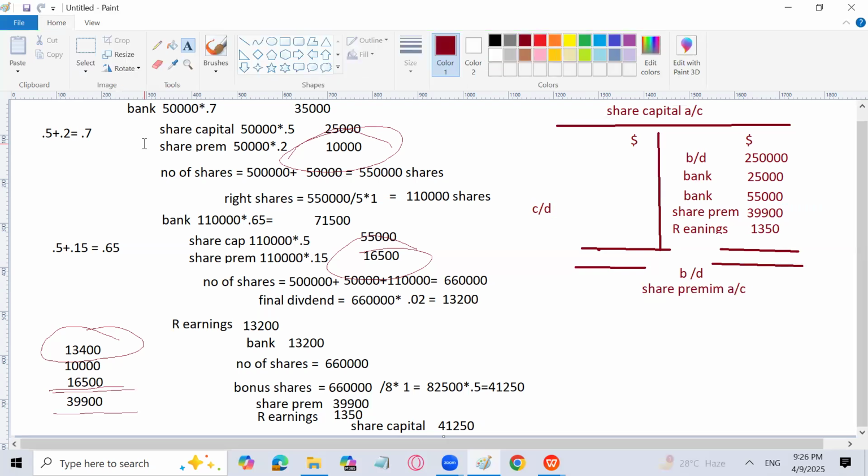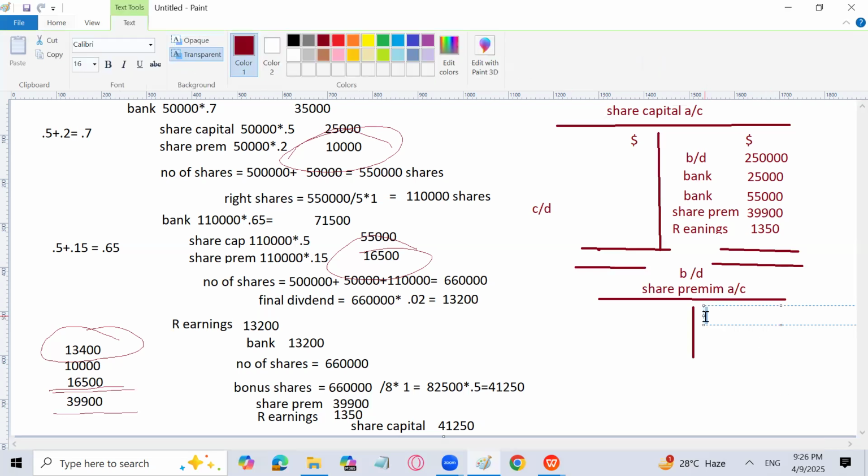So let's prepare the share premium account. I purposefully didn't write the correct spelling. So let's suppose that we have a balance in the share premium account already available, which will be written on the credit side, because all equity has a credit balance, which is 13,400. Now let's see the share premium.